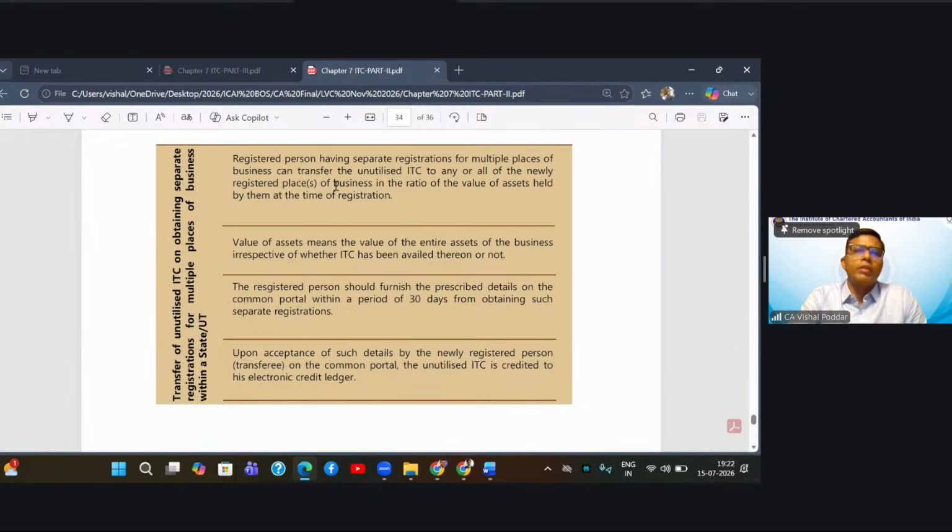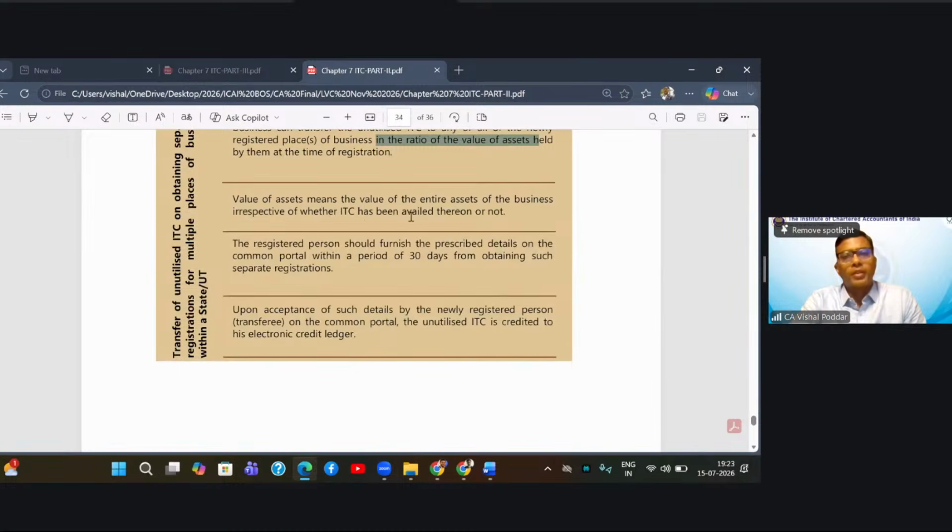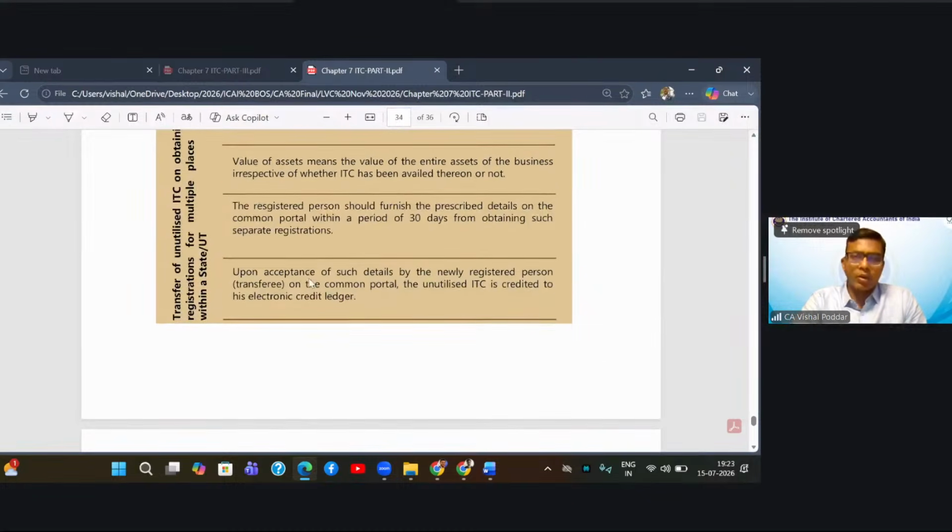The answer is you will divide the ITC in the ratio of the value of assets which you have in each branch. So now when you are separating the branches, each branch has assets. Whatever is the common ITC, divide it in the ratio of the assets of each branch. Again, over here, asset means the value of entire assets of the business, irrespective of whether ITC on that asset was taken or not. Again, the registered person should furnish the prescribed details on the common portal within 30 days.